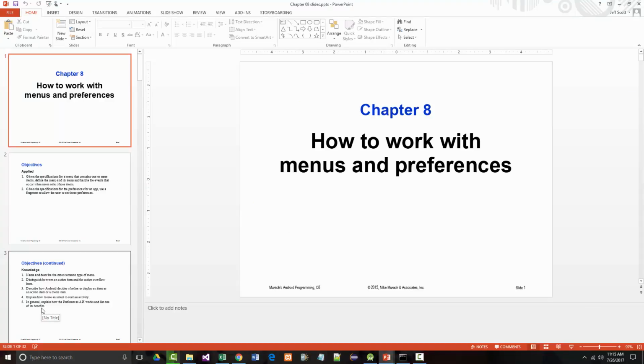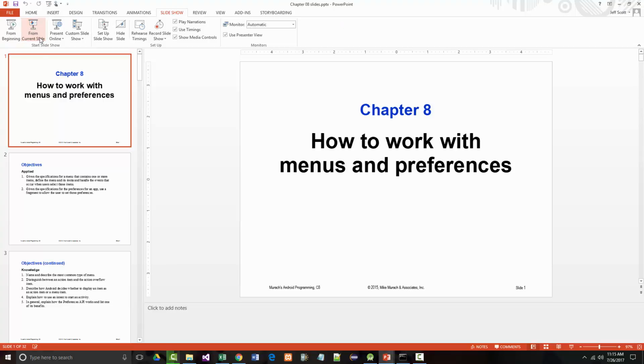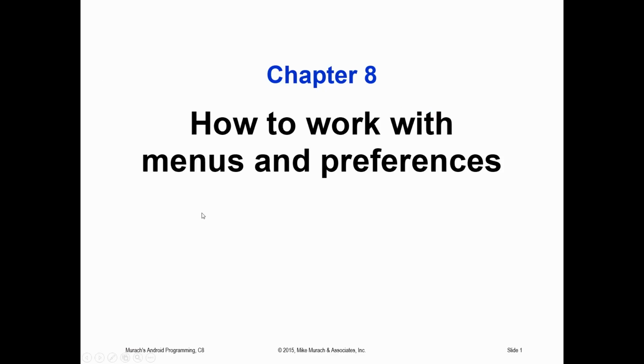I'm on page 227, and as you can see right here, the chapter is entitled How to Work with Menus and Preferences. Now, many Android apps include menus that allow users to perform common tasks, along with different preferences that allow users to customize settings. A menu can include an item that allows users to display different preference screens to change settings. So that's what we'll look at in this chapter.